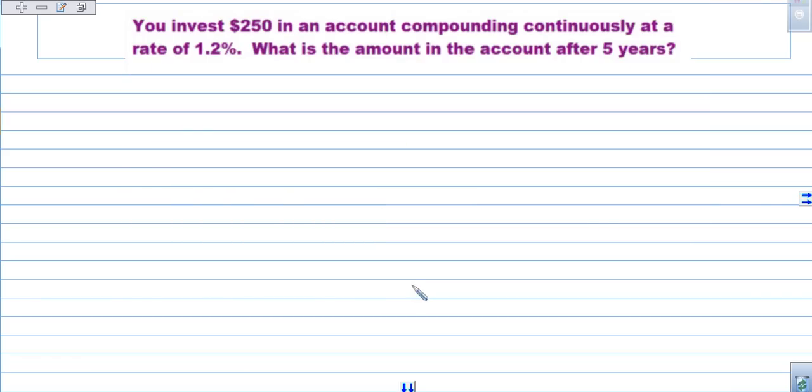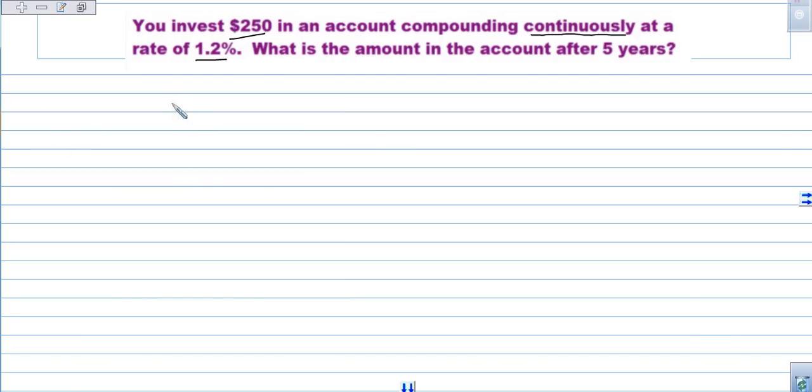Okay. So you have this compounding continuously question. This will be your first example for compounding continuously. You invest $250 in an account compounding continuously at a rate of 1.2%, which is about a typical bank account, maybe a savings account. And then what is the amount in the account after 5 years?